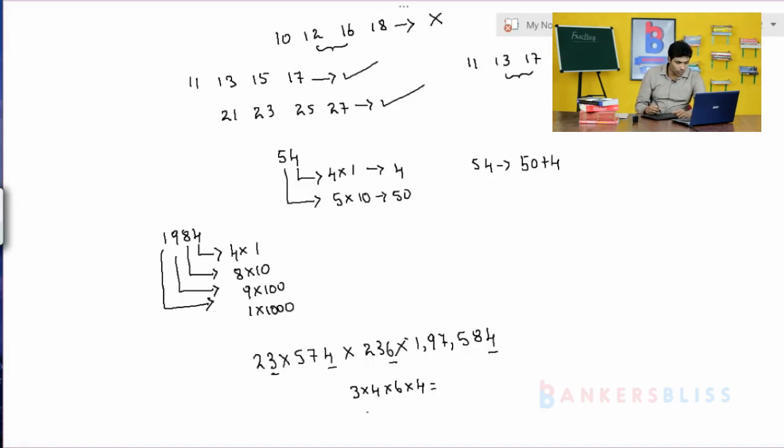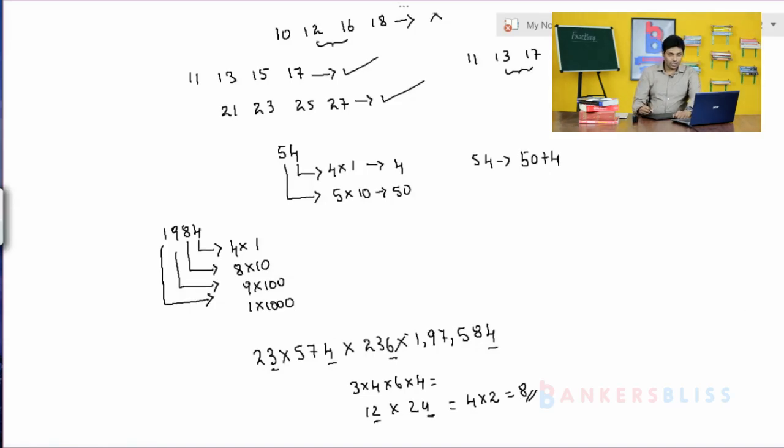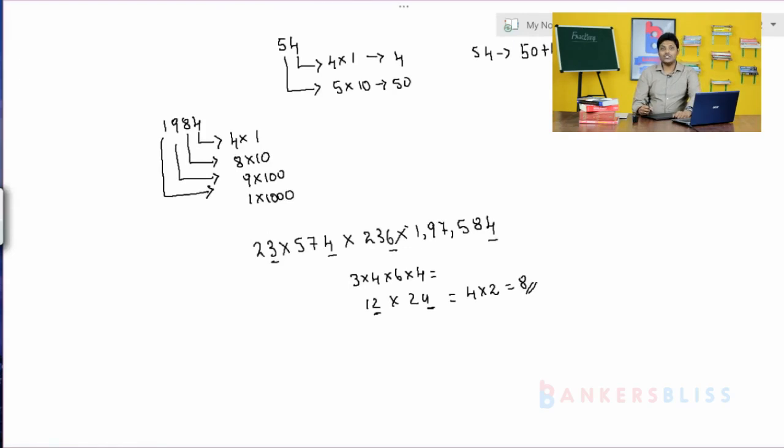So 3 into 4, 12, 6 into 4, 24. Here the unit digit is 4, here the unit digit is 8. So you do 4 into 2, which is equal to 8. So after multiplying, you are going to get 8 as the unit digit.